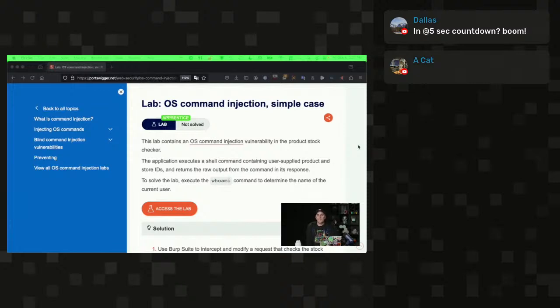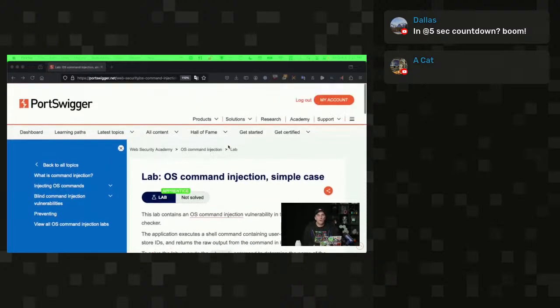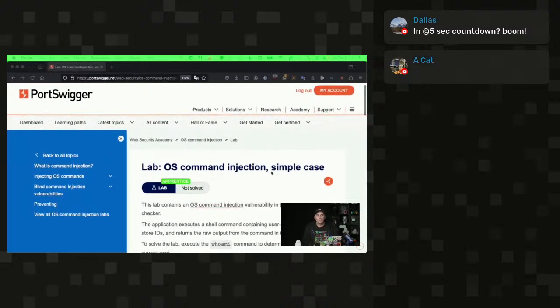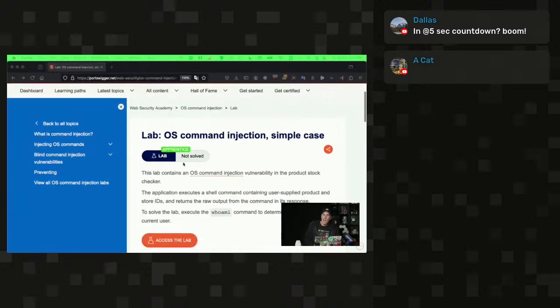That means us sneaky hackers can intercept the web request that's going from us to the server and modify it in ways that allow us to potentially get it to give us information it's not supposed to, or even give us full control over the underlying operating system, which for a hacker is kind of the best case scenario. If you want to follow along, this is the OS command injection simple case lab on the PortSwigger Academy. I have not covered this one before, and I think it's really cool because it goes to show that if you know a little bit about Linux or the command line, then you can really get a lot done here.